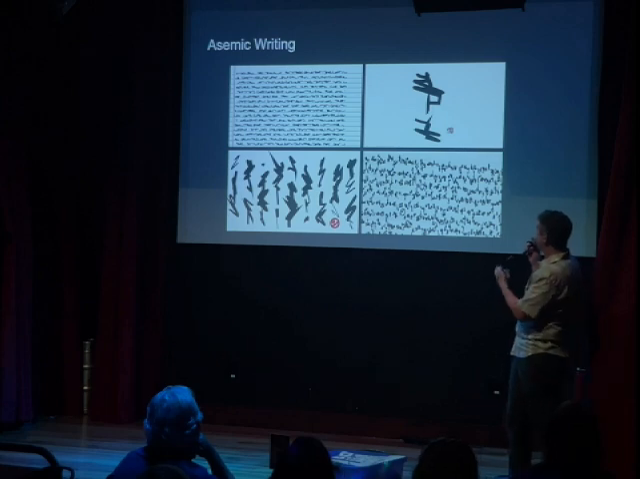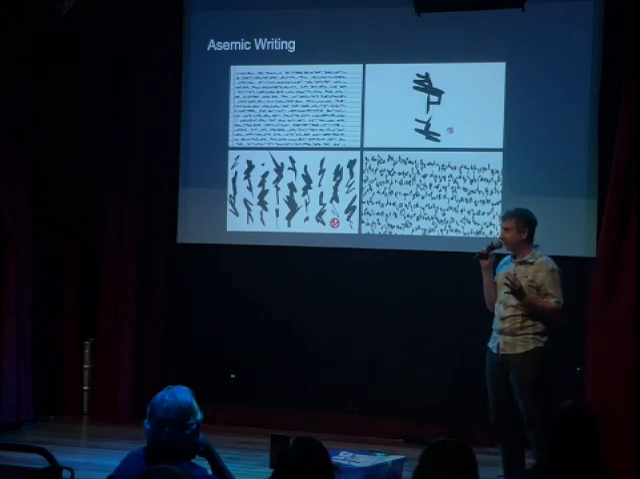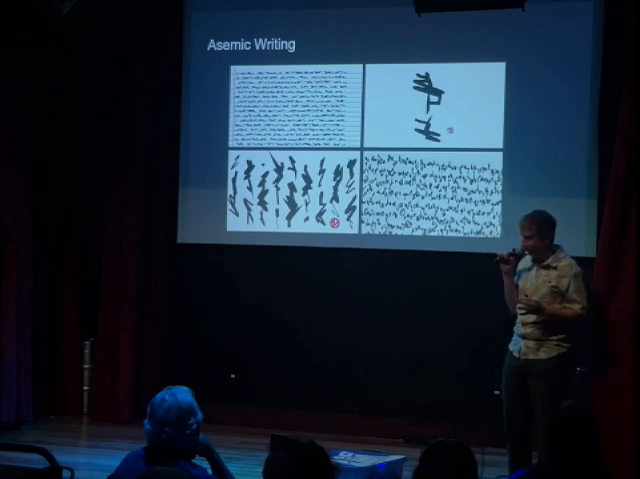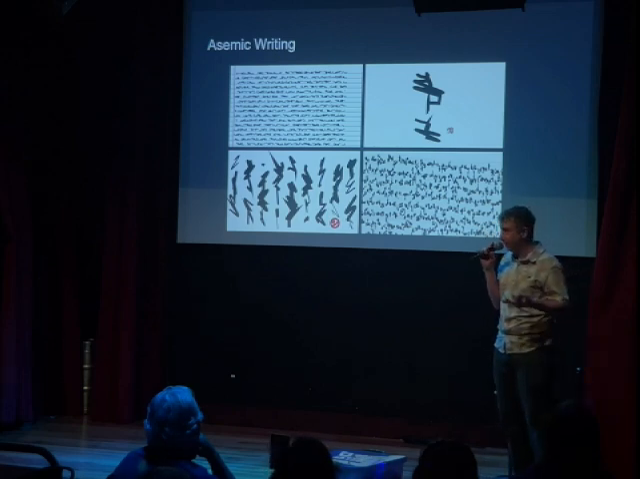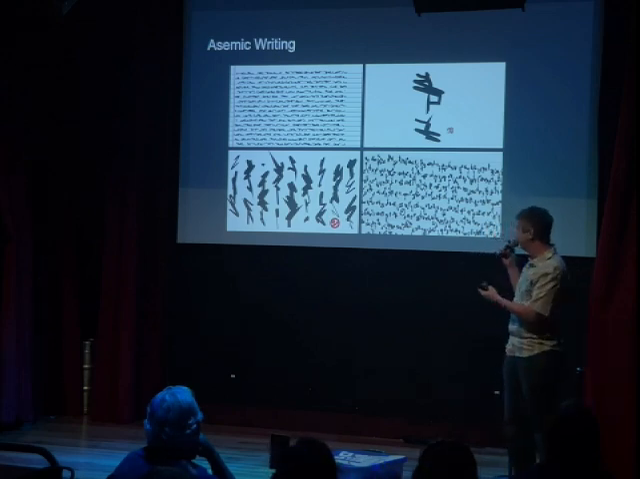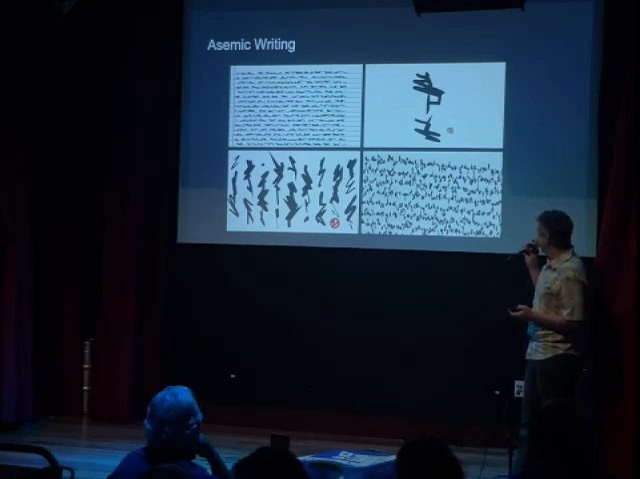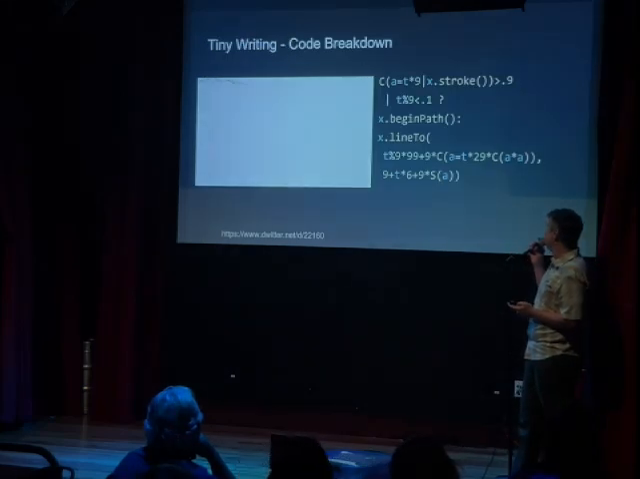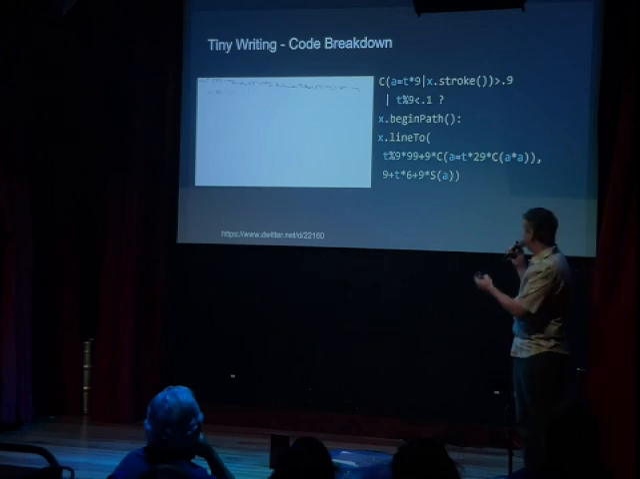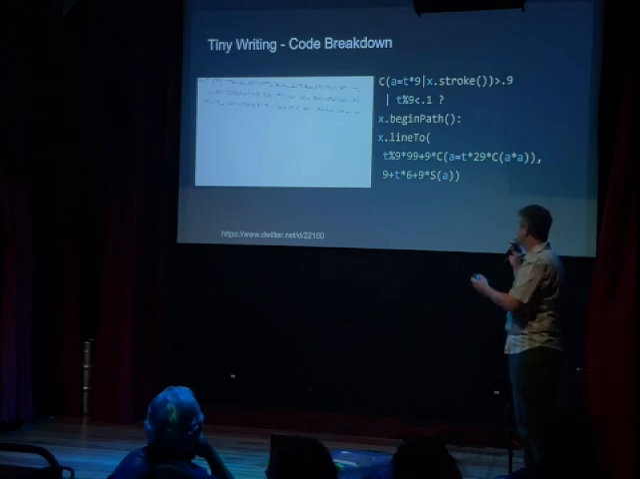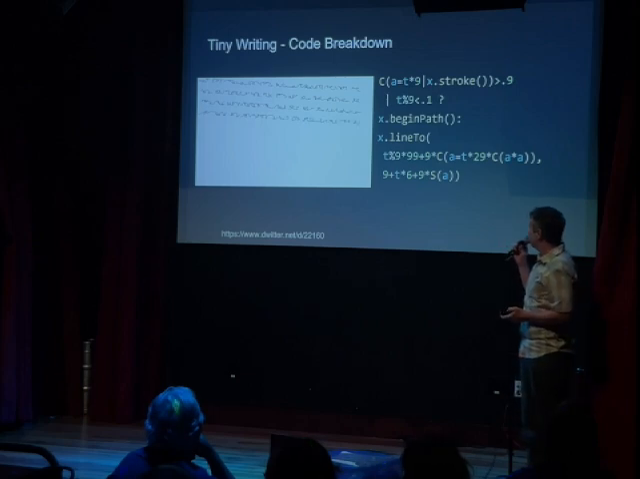So asemic writing is a really cool and weird thing. I had never heard of it, but essentially the idea is you have writing that looks like real writing, but it is not. It doesn't mean anything. It's just gibberish, like a prescription or something, I guess. So I mess around with that a lot too. And here's an example of a super small program to do a little scribbly writing thing.